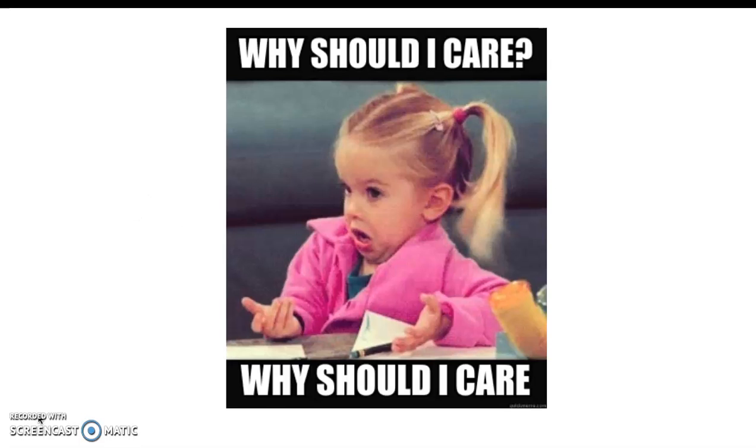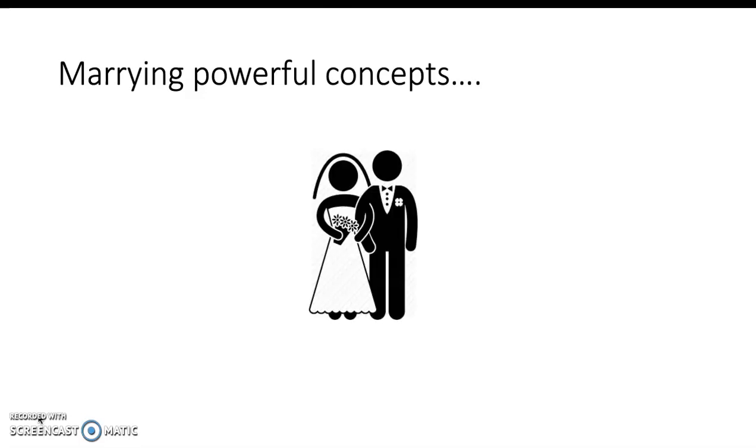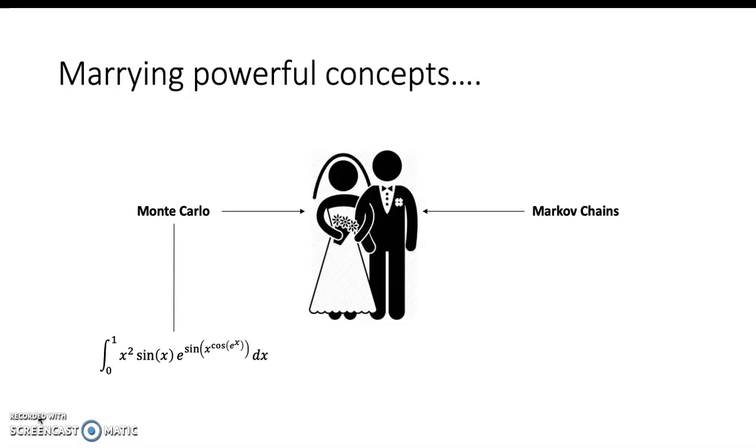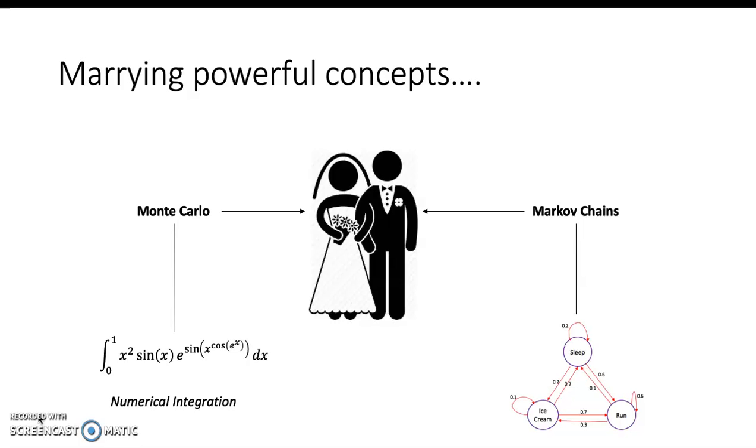So why should I care about this? Why should you probably watch this video? Well, we will marry two powerful concepts in mathematics today: Monte Carlo and Markov chains. Monte Carlo is often used to find out about values of some weird integrals like this one here, and this is often called numerical integration. And Markov chains are stochastic processes, which can only take certain states, and they have transition probabilities which fulfill certain properties.